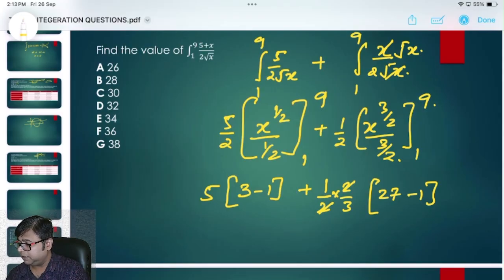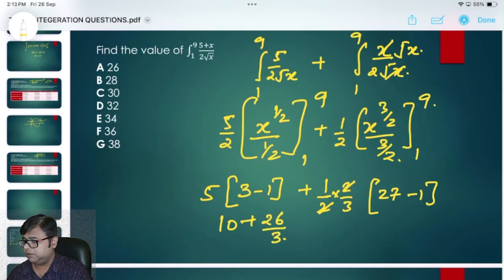27, yes, minus 1, right? Okay, and half upon 3/2 will become 2/3, yes, 1/3. So finally I'll get 10 plus 26/3. So this gives me 30 plus 56/3. 56/3 is the correct answer.